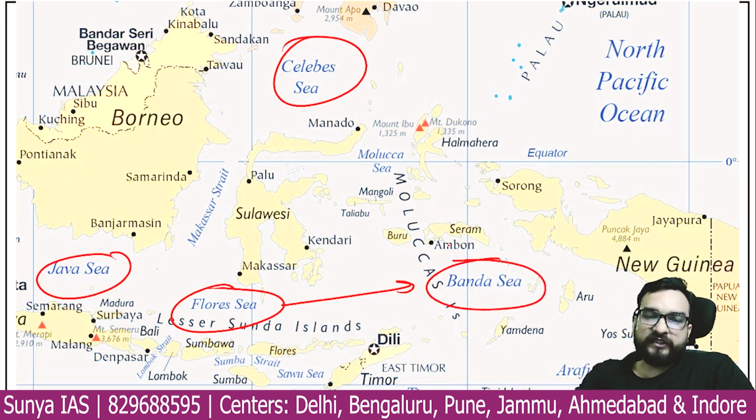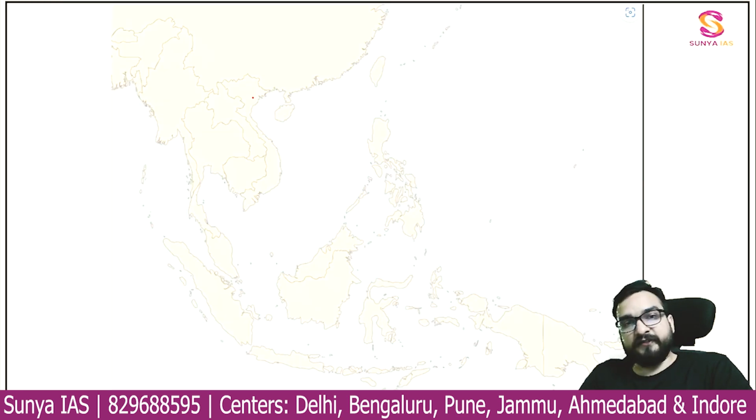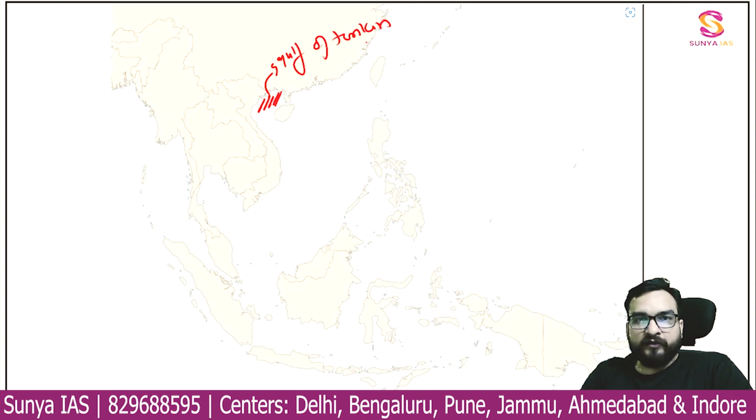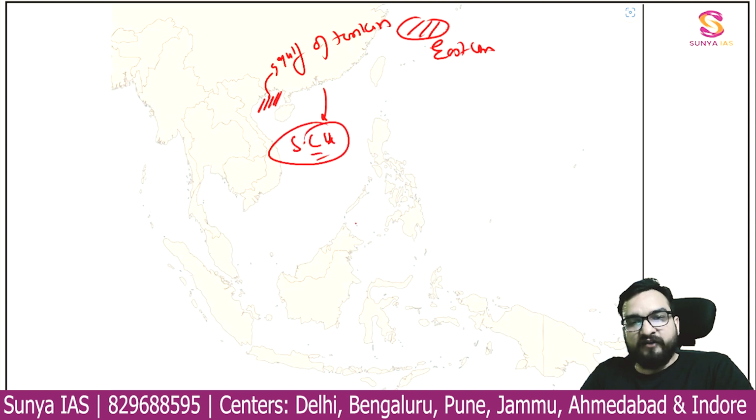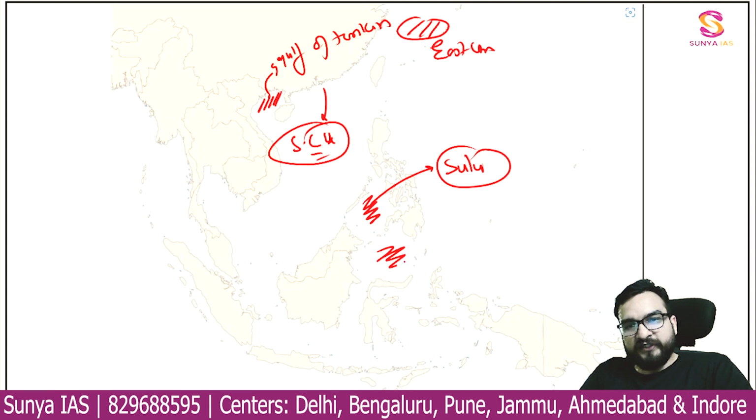A lot of chaos has happened. Don't worry. Let us revise once. In this map, let us revise. So if I mark, this is your Gulf of Tonkin. This is your East China Sea. This is your South China Sea. I have told you about these seas over here, Sulu. About this sea over here, Celebes.